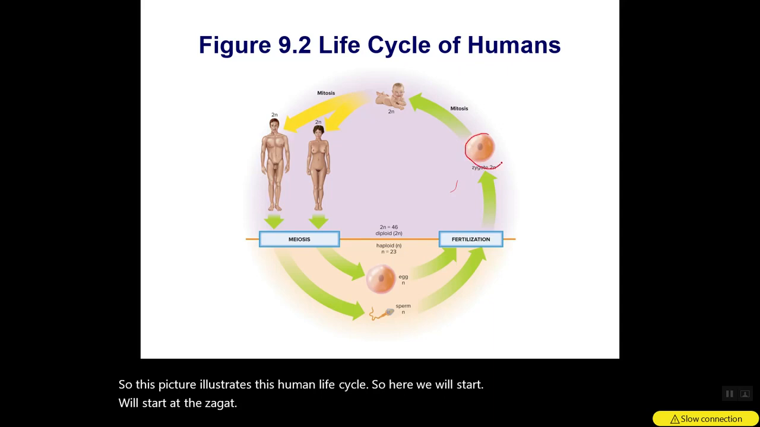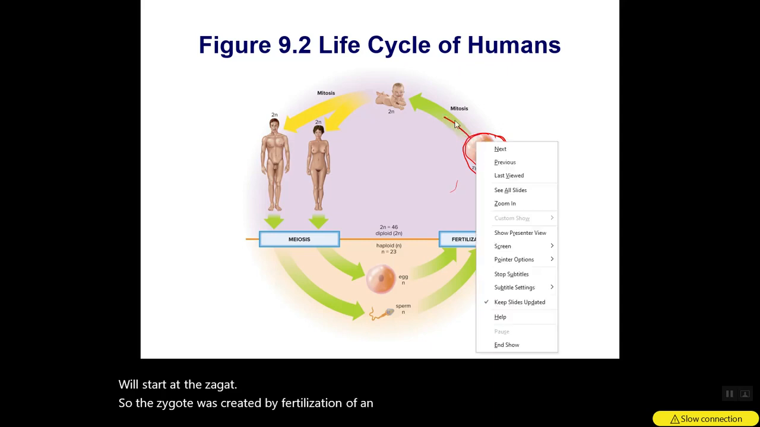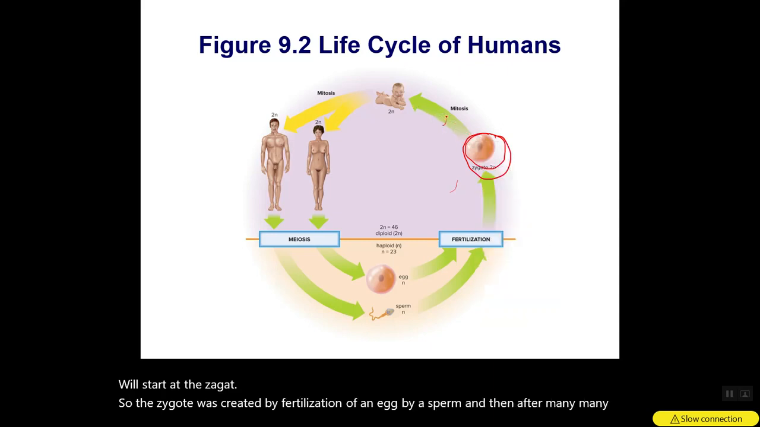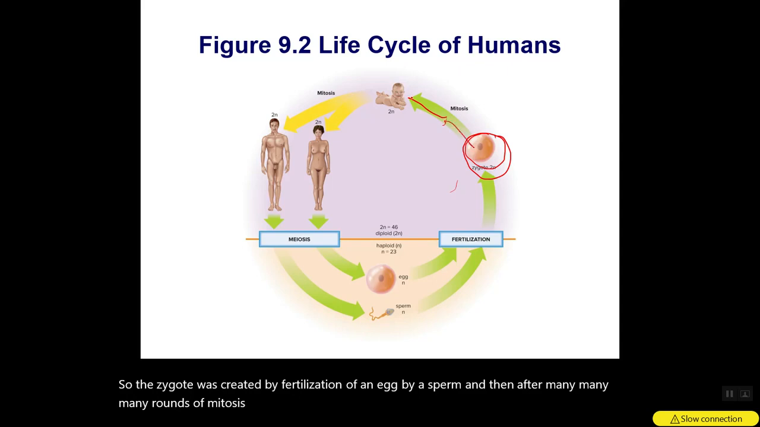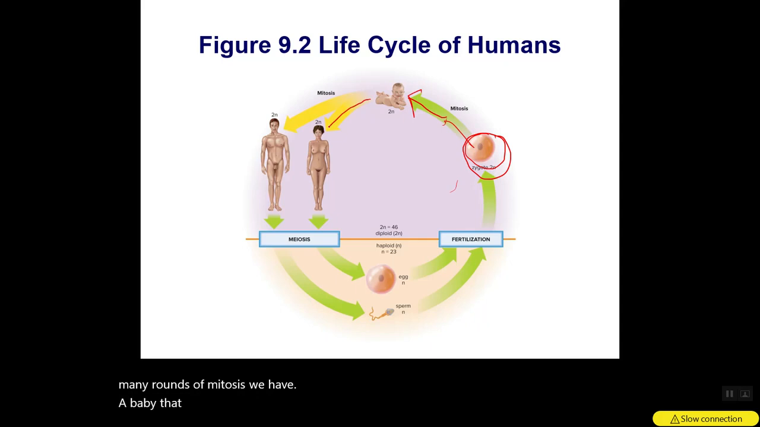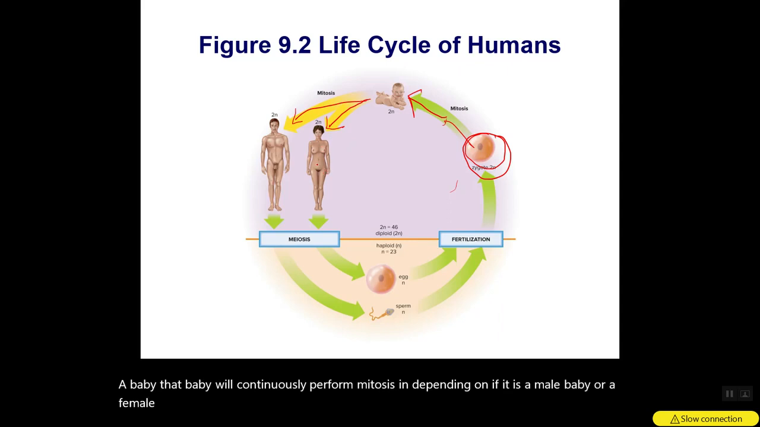So the zygote was created by fertilization of an egg by a sperm. And then after many, many rounds of mitosis, we have a baby. That baby will continuously perform mitosis, and depending on if it is a male baby or a female baby, it will form an adult male or an adult female.